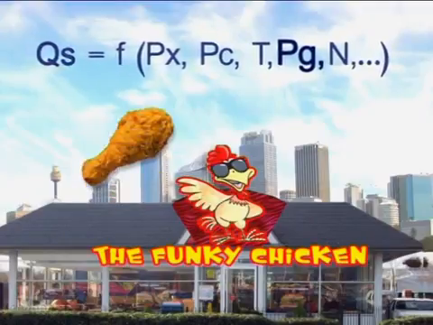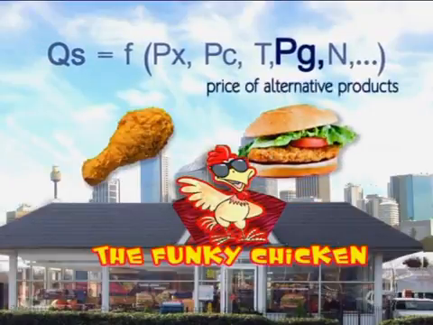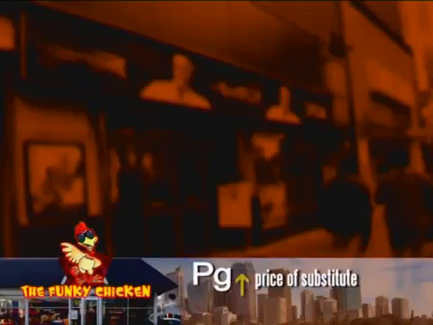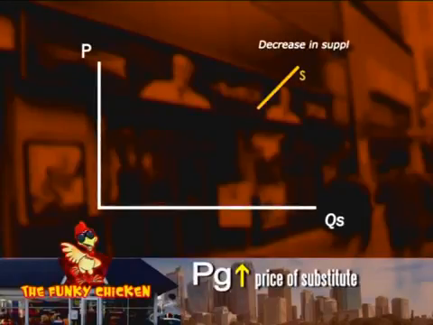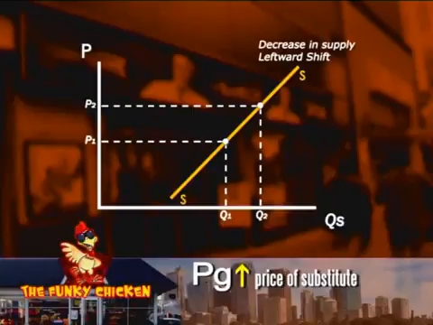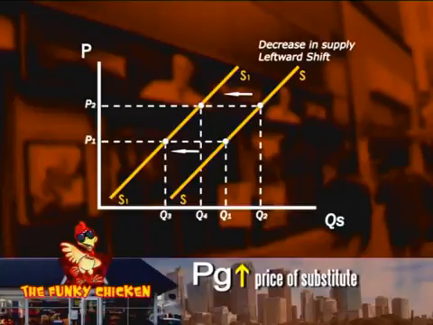And finally, looking at the price of alternative products, PG, what will happen to the supply curve for fried chicken pieces if the price of chicken burgers goes up? The owners of the funky chicken want to maximise profits, so they'll now try to sell more chicken burgers. But what this means for fried chicken pieces is that at each price, fewer pieces of fried chicken are now produced, and we get a leftward shift of the supply curve for fried chicken pieces.